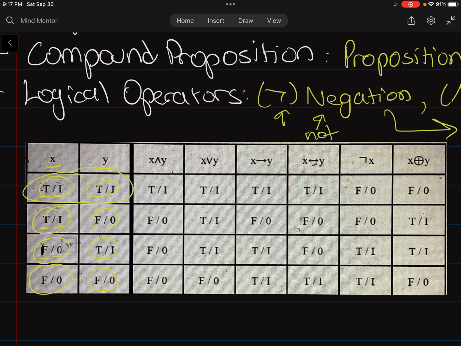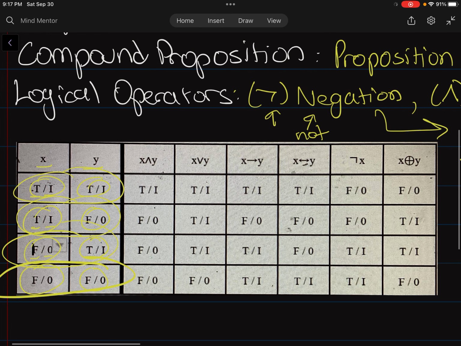So in this row, we have a case where X is true and Y is true. We have a case in this row where X is true and Y is false, where X is false and Y is true in this row, and in this row, they're both false. Okay, so now this is the truth table. So, when we combine these propositions using logical operators into compound propositions, what happens to the truth or falsity of the scenario? So in this case, of course, we've got true and true.